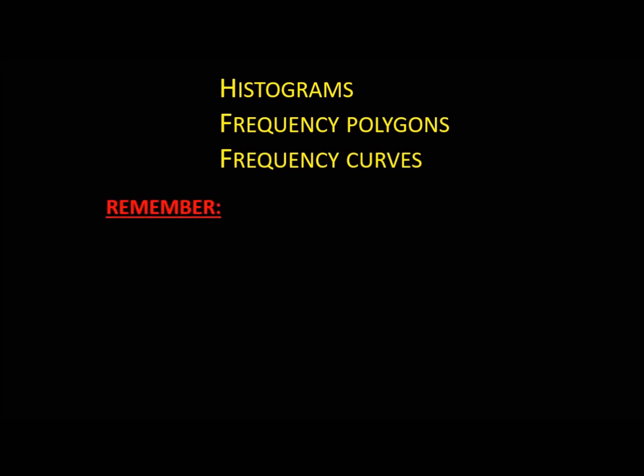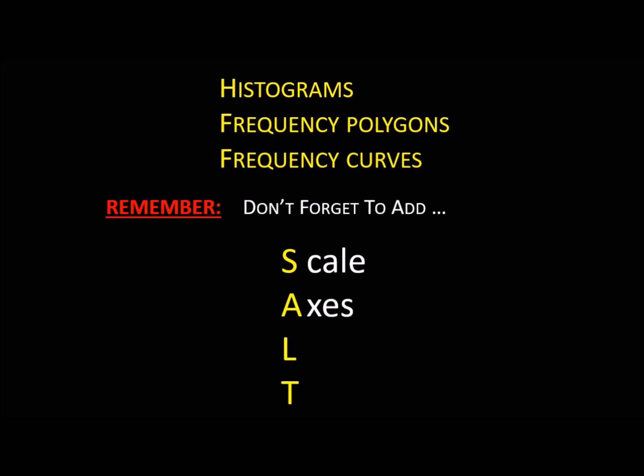you need to remember, don't forget to add SALT. What does SALT stand for? Scale, axes, labels, and title. So whenever you draw a histogram or a frequency polygon or a frequency curve, always apart from the rectangles and the lines, write down your scale, write down your axes, x and y, label your axes with what you're measuring on each axis, and write the title of your diagram. So always remember to add SALT when you're drawing histograms or frequency polygons or frequency curves.